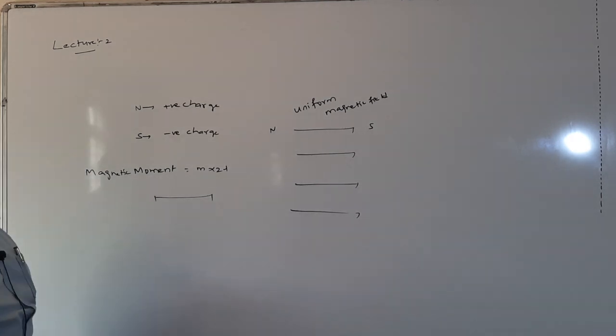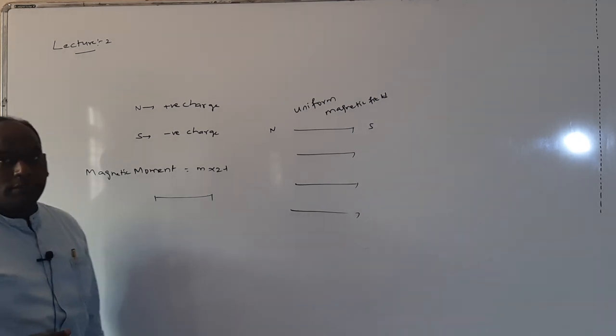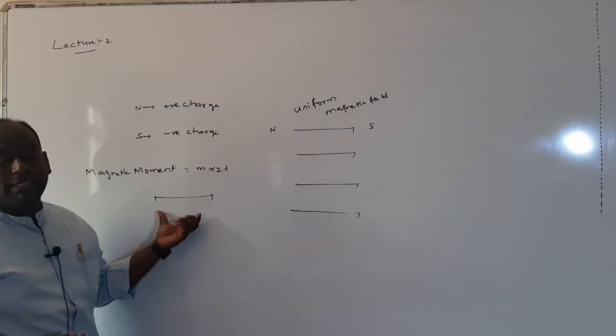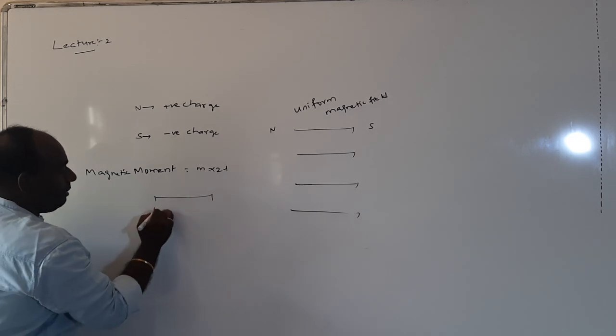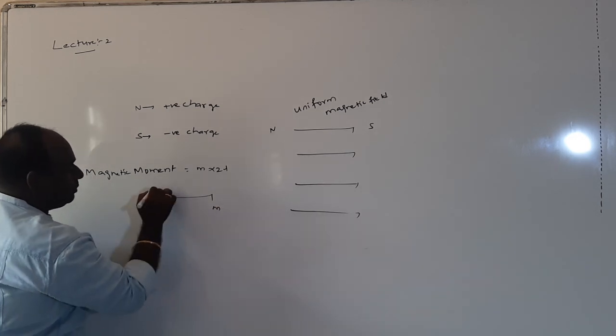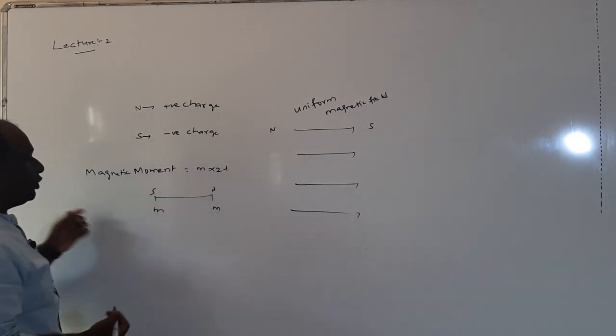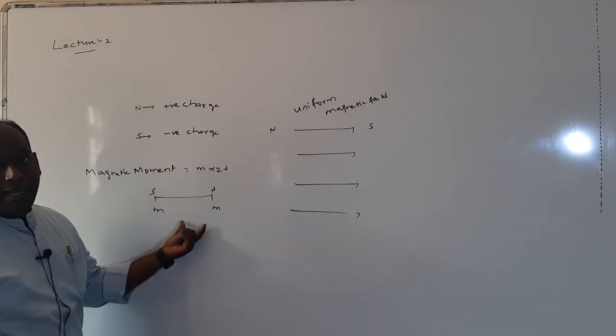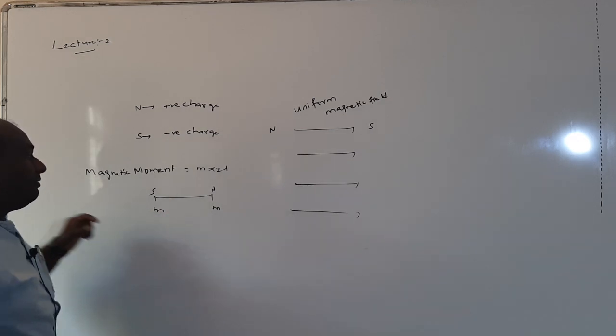What is meant by magnetic moment? What is meant by magnetic dipole? A magnetic dipole is nothing but two opposite poles separated by a finite distance, having equal strength. See, this is the south pole, this is the north pole. The south pole has pole strength m, the north pole has pole strength m. These are separated by a finite distance.